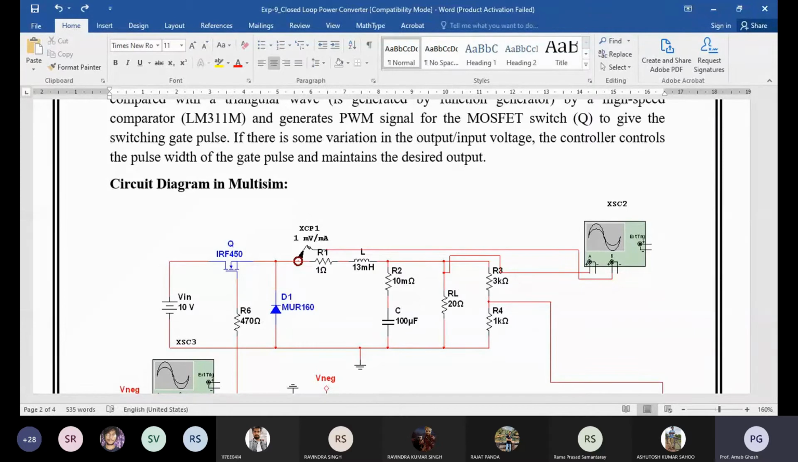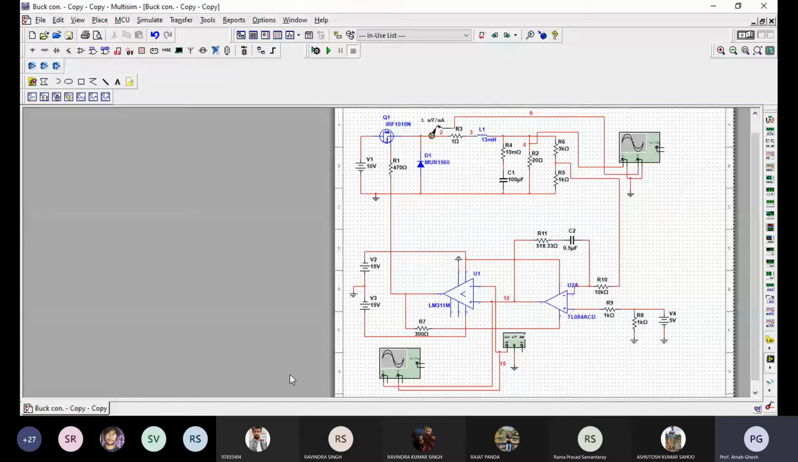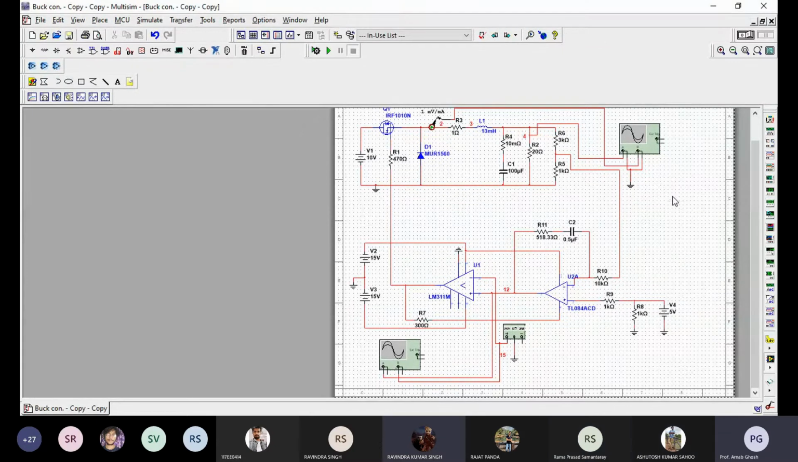Now I am requesting Ramaprasad sir to share his computer screen to show some reference simulation. Am I audible, Ramaprasad, from your side? Yes, sir. Okay, please share your computer screen so students can see the simulation. Is it visible to all students? Yes, sir.